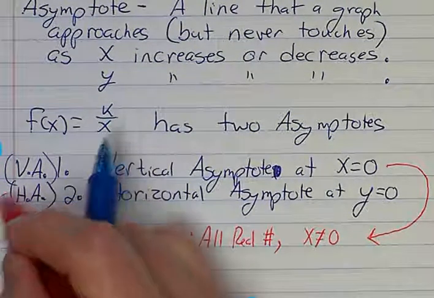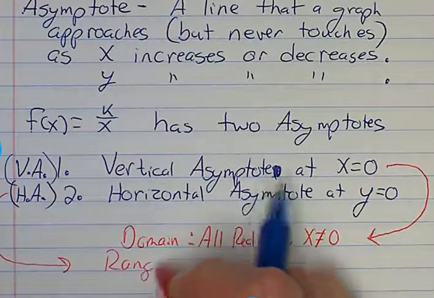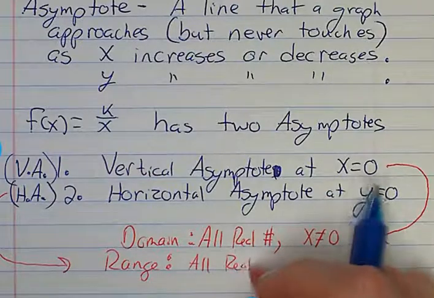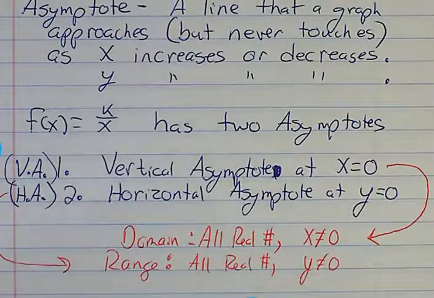And for horizontal asymptotes, because we're talking about the y values, that's going to be the range. And it's going to be the exact same answers for this one. It's going to be all real numbers except for y equals 0, because we've got to leave that one number out.